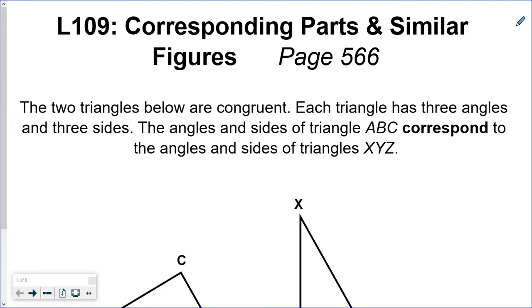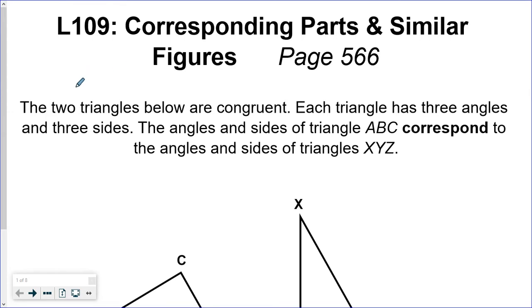Today we're going to talk about lesson 109. It is dealing with corresponding parts as well as similar figures. Our lesson begins on page 566. We're going to talk about congruent figures again today, but we're also going to talk about similar figures. What's the difference between congruent and similar? Okay, we're going to talk about that today.